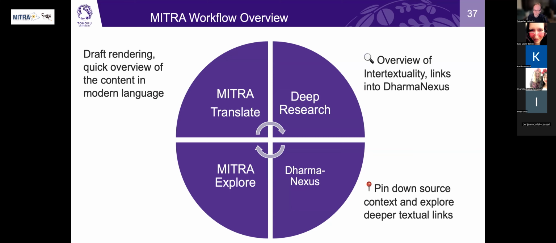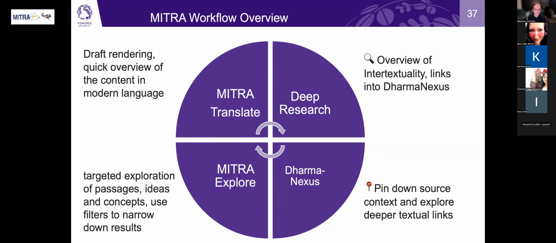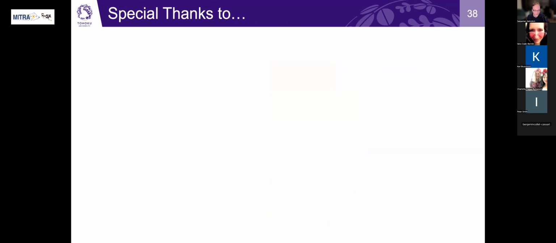Then we have the Dharma Nexus system, which gives the source context and also enables exploring deeper textual links in a targeted way. And then lastly, we have the Mitra Explore system that enables a more targeted exploration of specific passages, ideas and concepts and has filter options to narrow down the results for very specific research questions. Yeah, I think this is the introduction presentation.